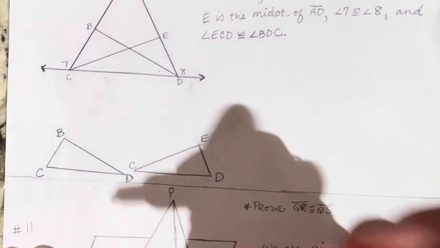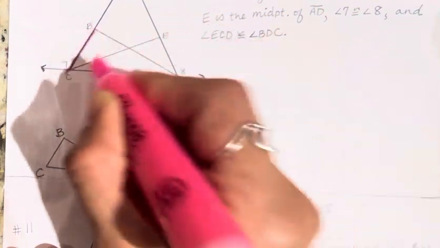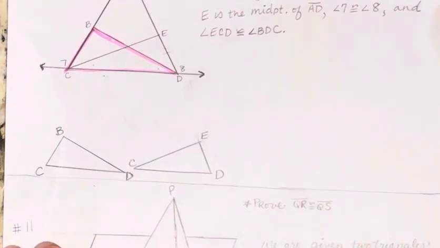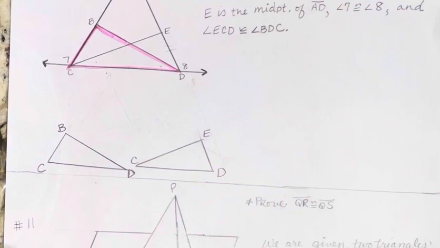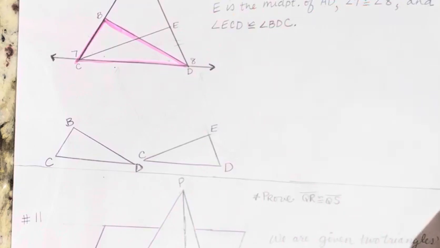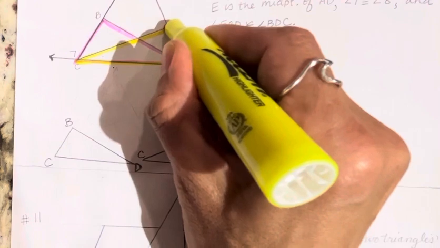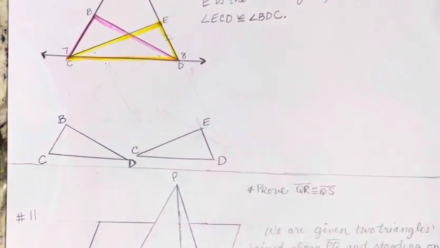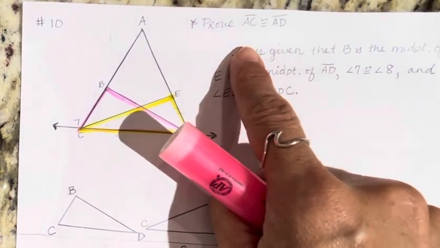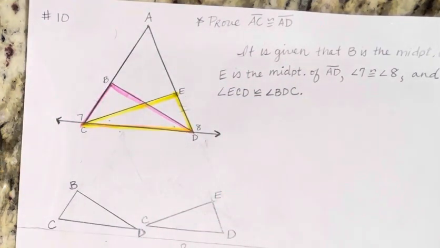Do you see the two overlapping triangles on the bottom? I'm going to highlight it this time for you. So I have triangle BCD, and notice how I separated it here for you. And then I also have triangle EDC. Now, if I prove those two triangles congruent, I will be on my way to proving this final statement, AC is congruent to AD. So let's check out what we're given here.